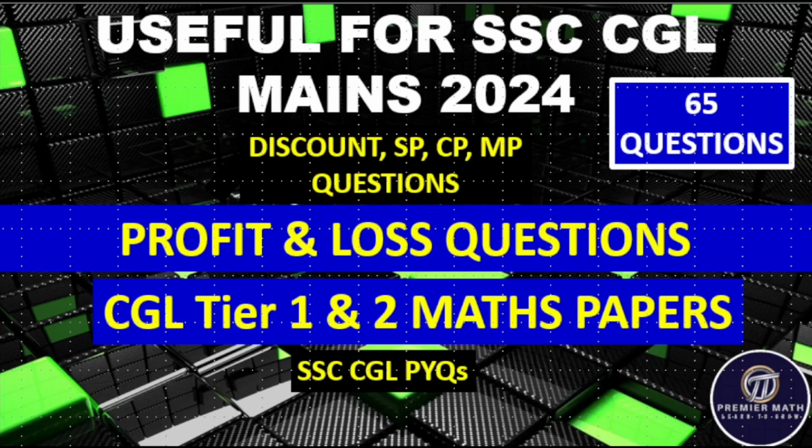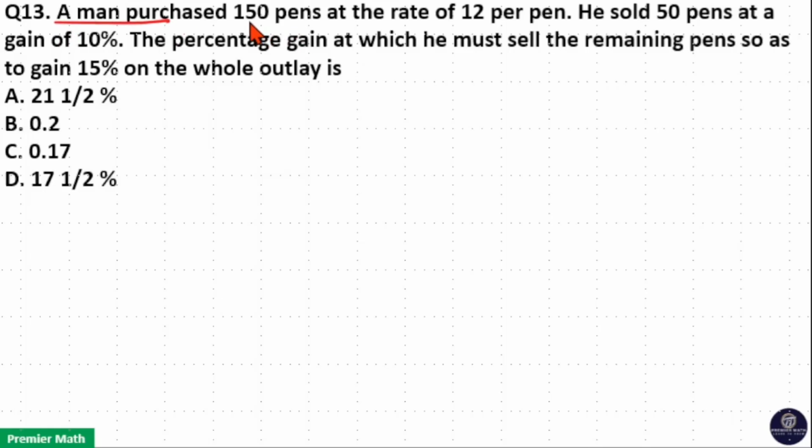Our first question is: a man purchased 150 pens at the rate of 12 per pen. He sold 50 pens at a gain of 10%. The percentage gain at which he must sell the remaining pens so as to gain 15% on the whole outlay is... Here, price is same for all the pens, that is 12 rupees per pen.